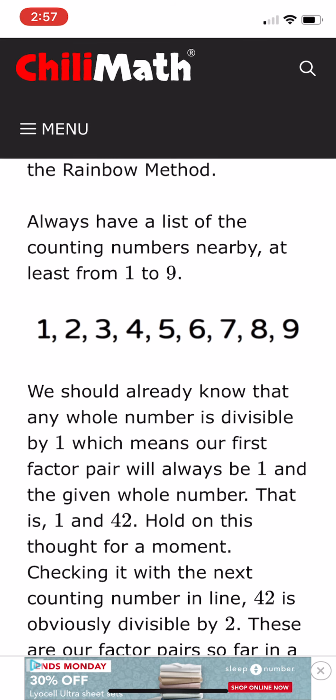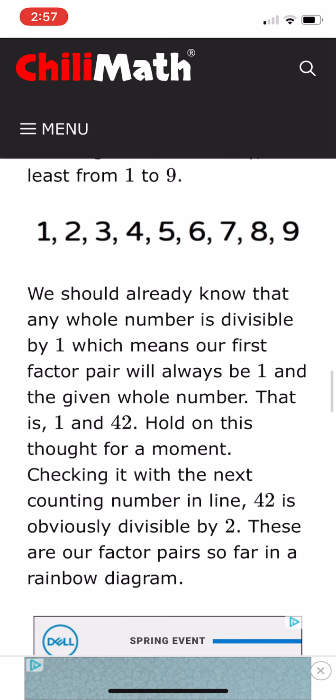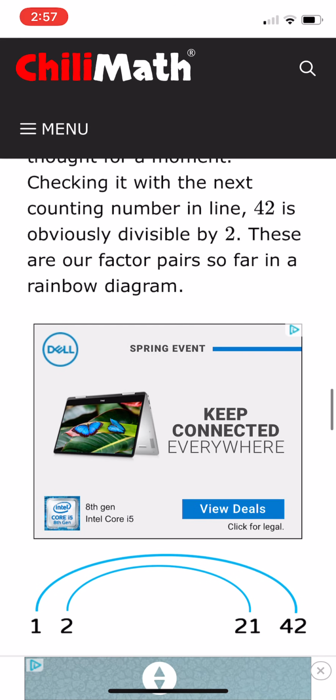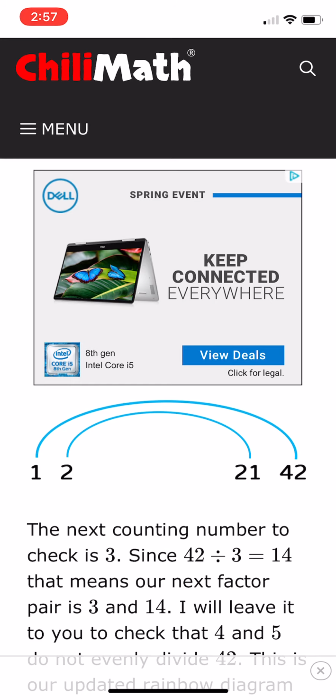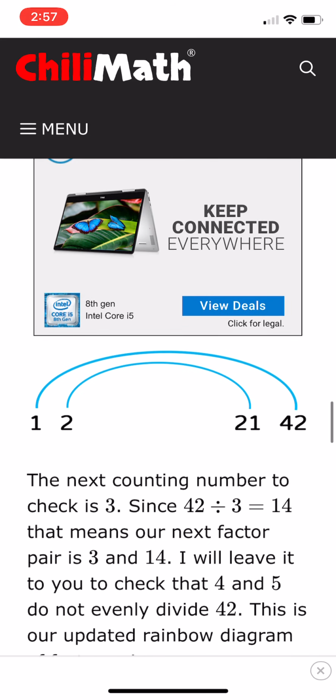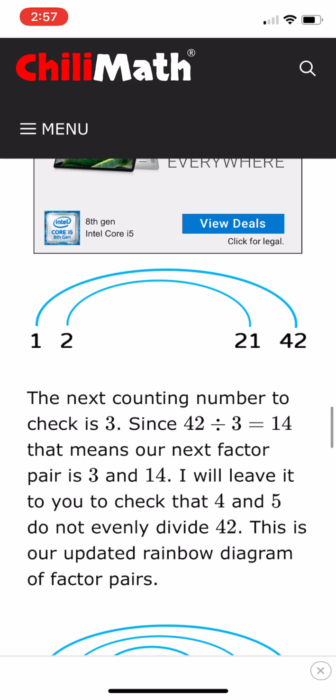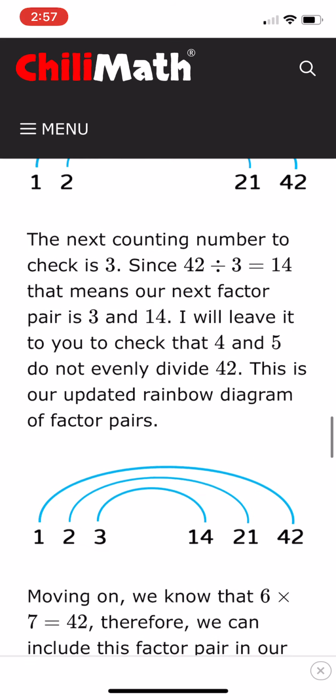42 is obviously divisible by 2. This is your factor pair, so add it to the rainbow diagram. The next count number to check is 3, since 42 divided by 3 equals 14. That means the next factor pair is 3 and 14. I'll leave it to you to check that 4 and 5 do not divide 42. This is your updated rainbow diagram of factor pairs.